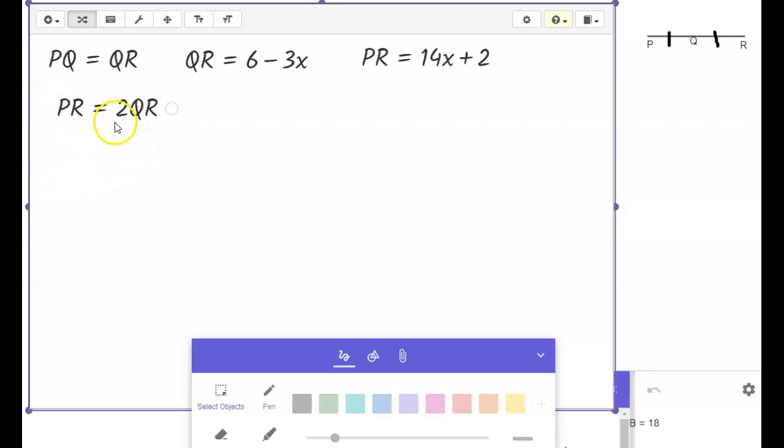Okay. Now, since we have QR equal to an expression, we can take the QR, we need to group it by using the space bar. We'll bring it down and put it on top of QR, and it substitutes the expression that is equal to 6 minus 3x. Okay, then we have that PR is equal to 14x plus 2. We'll move that over a little.